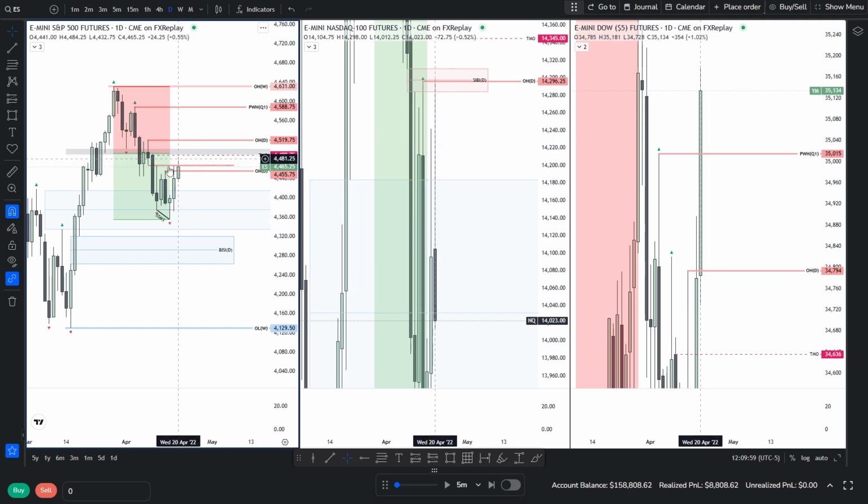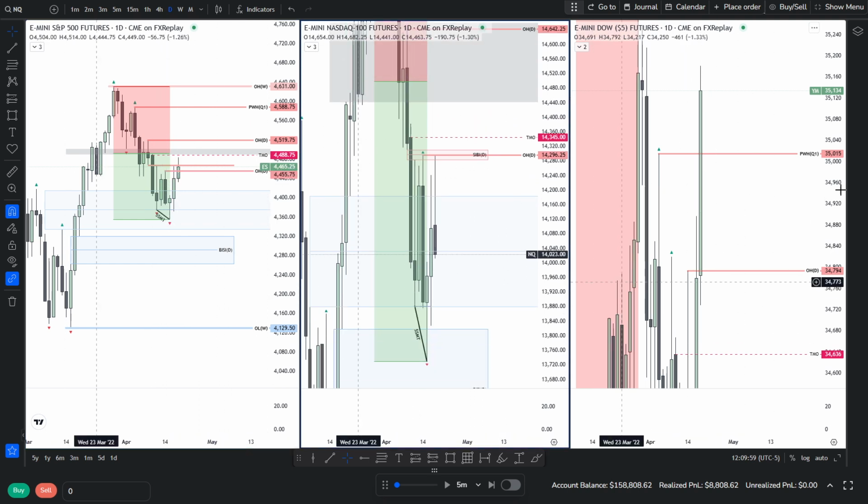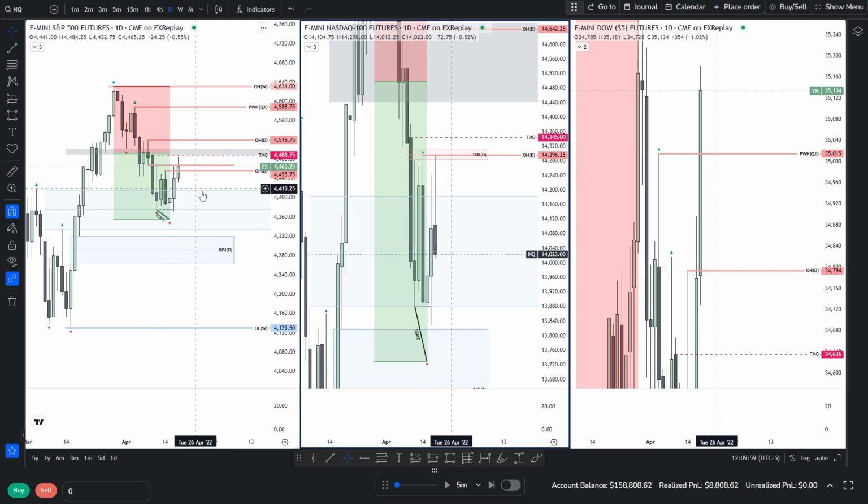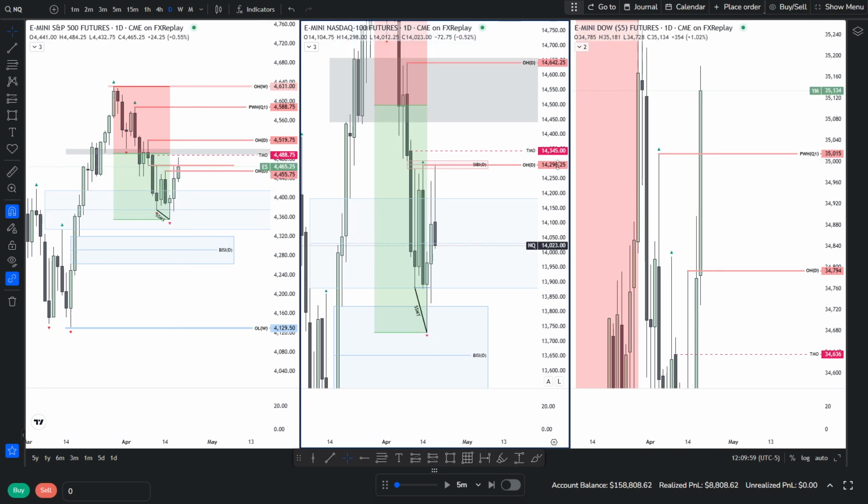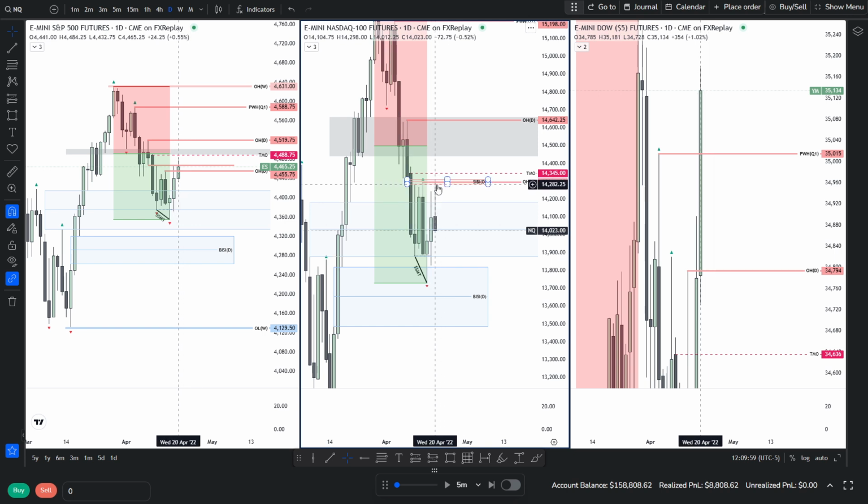Obviously, we saw how price traded into the imbalance, and we can see how all members had purged. Hold on. Yeah, had purged this old high daily. In fact, YM purged it quite some far away.